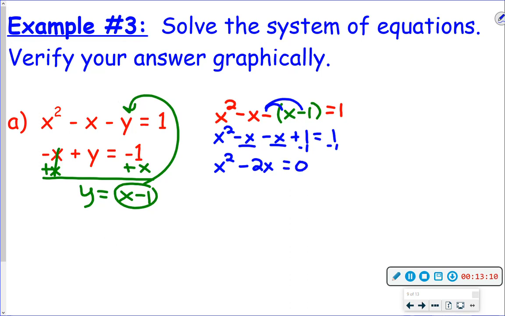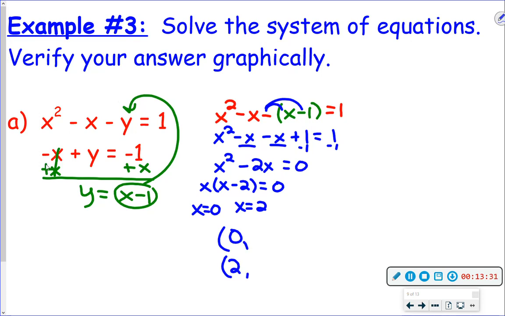Now, we've got our quadratic. Easiest way to solve a quadratic, my friends, factoring. So the first type of factoring we learned, greatest common factor. They each have an x. I'm going to factor an x out. So I'm going to have 0 for my first answer, 2 for the second. So you're going to have 2 ordered pairs for your answers. One with an x of 0, one with an x of 2.